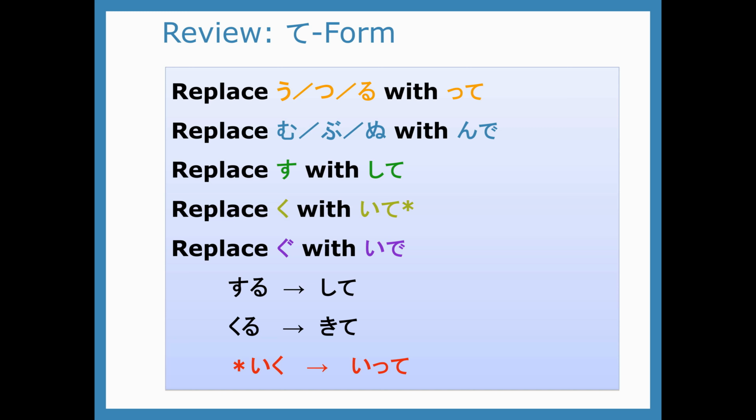For ones that end with ku, we have to get rid of the ku and put in ite. So the te form of kaku is kaite. There's just one weird exception. Iku gets turned into itte. Gu works almost the same way as ku. We are going to change the gu to ide. So the te form of isogu becomes isoide. Finally, we have su. The last hiragana changes to shite, so hanasu becomes hanashite.